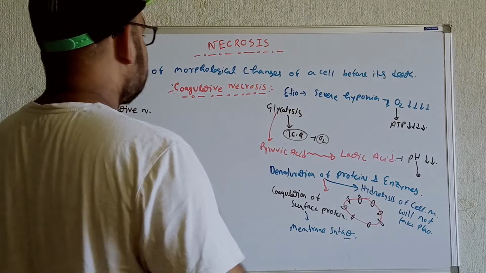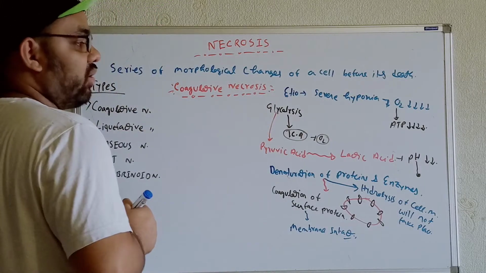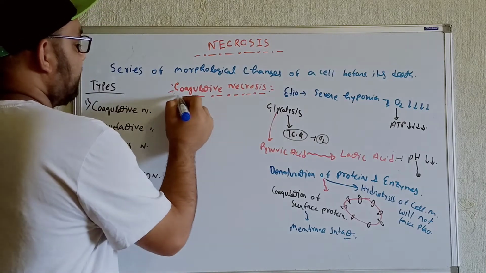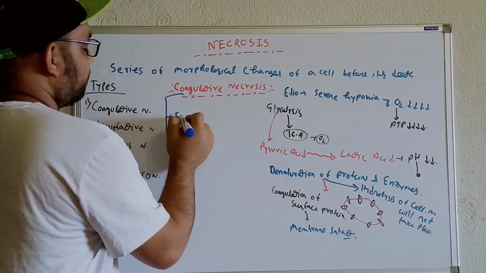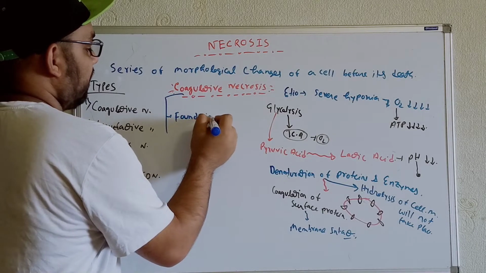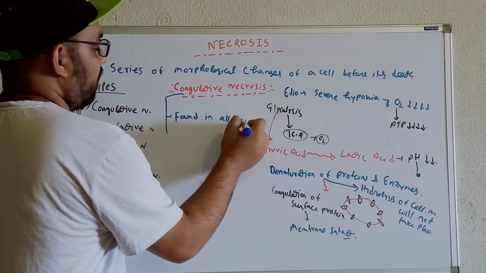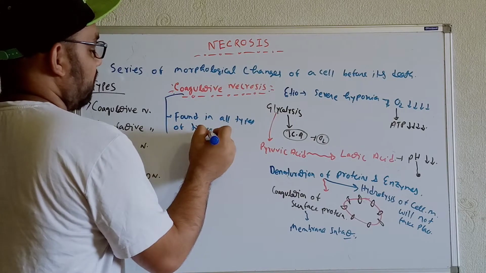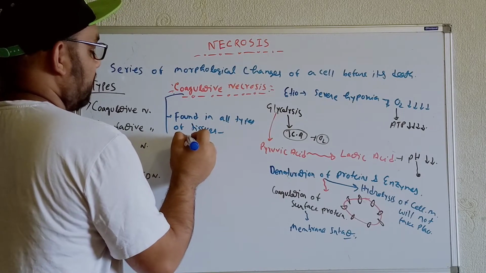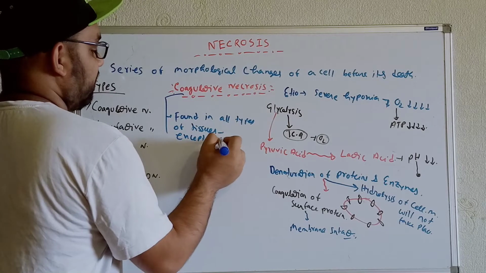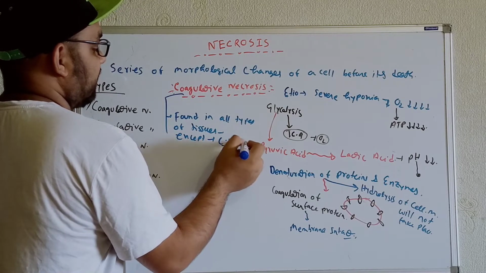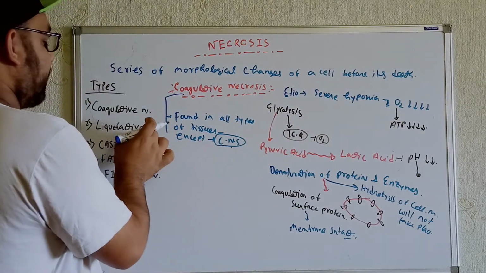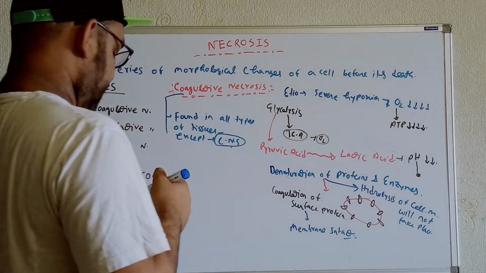For example, this type of coagulative necrosis is found in all types of tissues or organs except the CNS. In the CNS, we cannot see these things. In the CNS, I'll talk about these things, we can see in most cases the liquefactive necrosis.